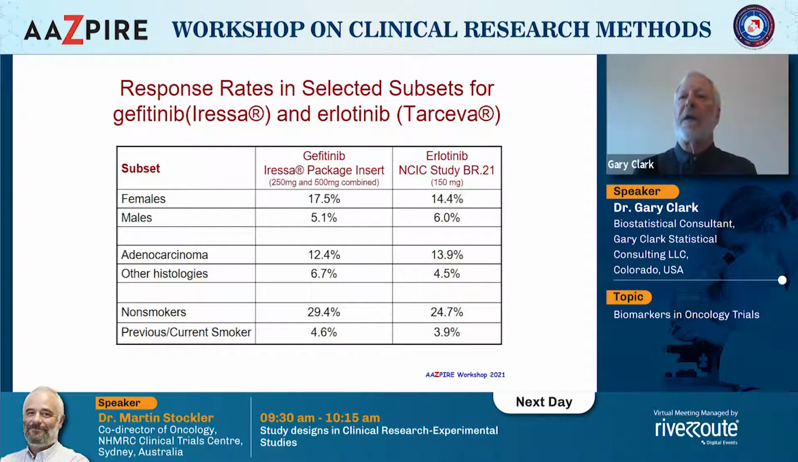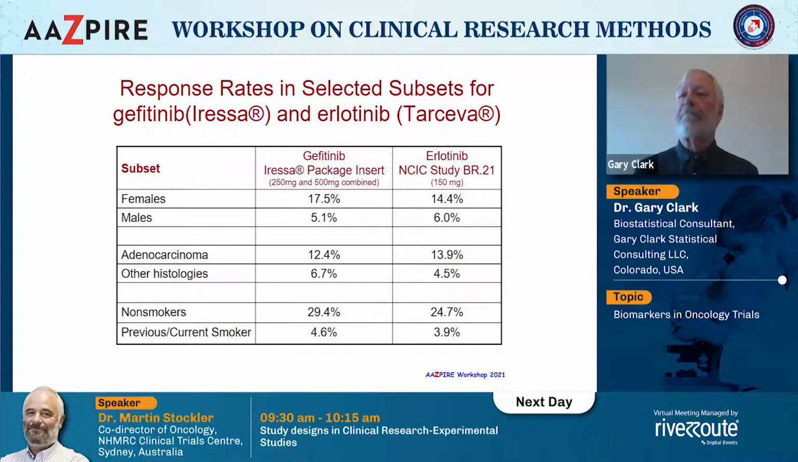Eventually, gefitinib was given accelerated approval based on the phase 2 studies. From the package insert, we can see that females had a better response rate than males. Patients with adenocarcinoma had a better response rate than patients with other histologies. And non-smokers had a very good response rate compared to previous or current smokers. And because it's in the same class of inhibitors, erlotinib from the phase 3 study also had a better response rate for females than males, for adenocarcinoma than other histologies, and for non-smokers. These results are very, very similar, which would seem to support all of those conclusions.